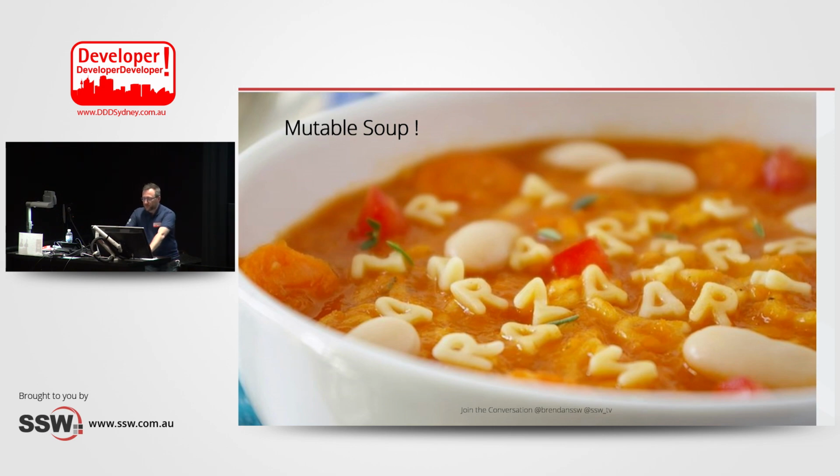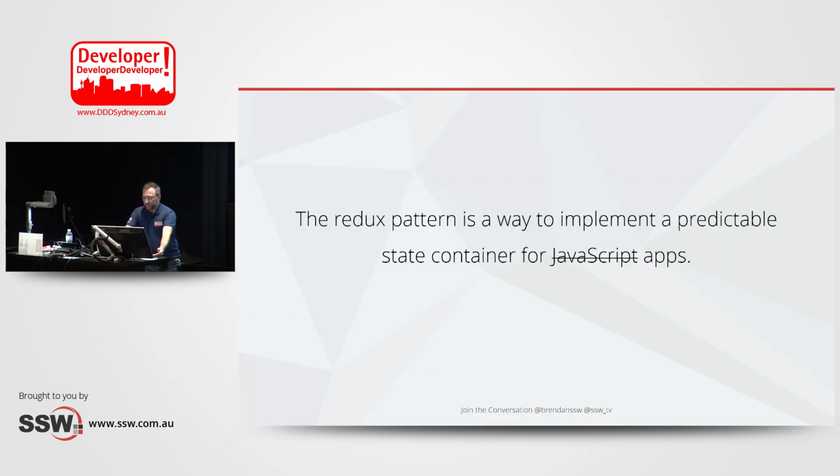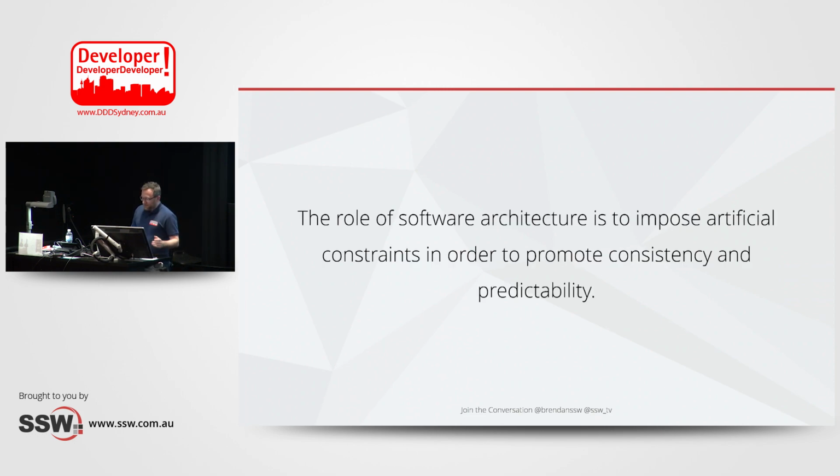So in order to avoid mutable soup, we need to add some architecture. And the Redux pattern is a way to implement a predictable state container on top of the Reactive pattern. I'm most familiar with JavaScript, but it's a pattern that's out there. So here's my quote: "The role of software architecture is to impose artificial constraints in order to promote consistency and predictability." And from what I've seen, I know of no more consistent, predictable, and constraining library or pattern than Redux. So let's take a look at the Redux pattern.